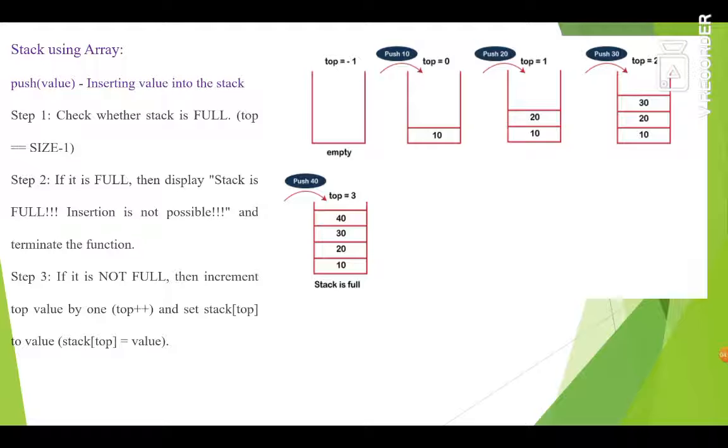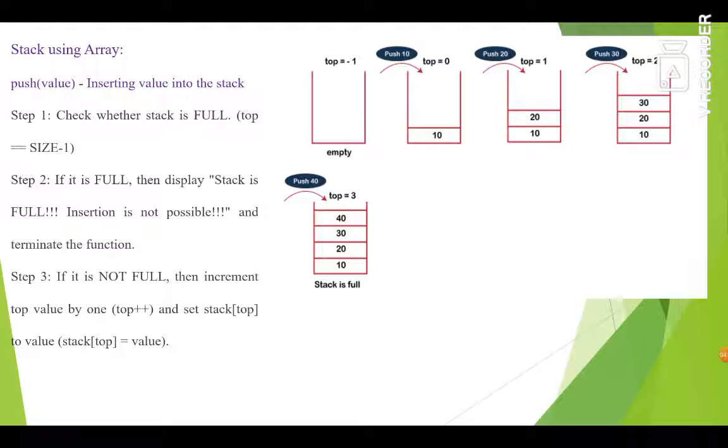So see the figure. Initially top is equal to minus 1. It indicates that it is an empty stack. If I want to push an element 10, I have to increment top by 1. So top is equal to top plus 1. It is 0. I can use that slot to store the value 10. That is, stack of 0 is equal to 10. Again, if I want to push 20 into the stack, first I have to increment the top pointer. So now top becomes 1 and you can assign stack of 1 is equal to 20.